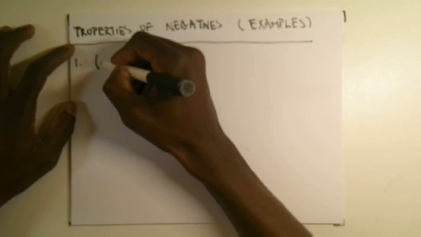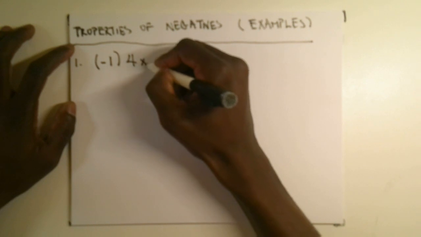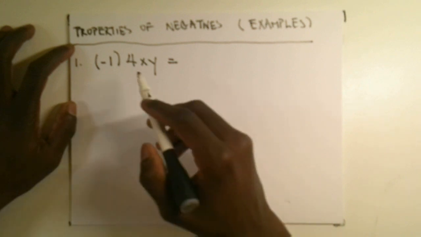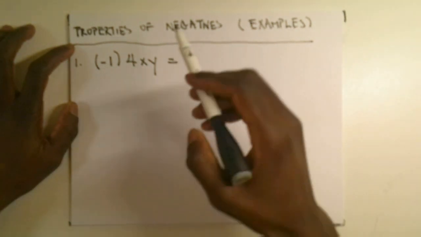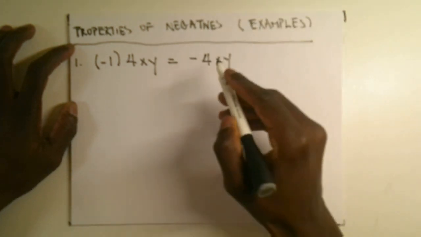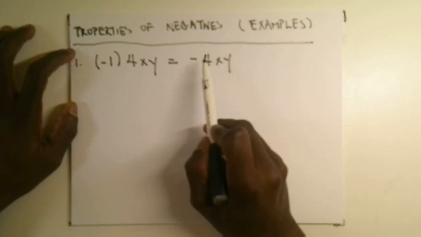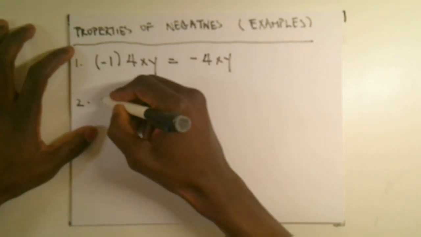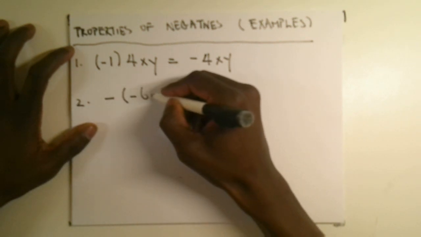The first example says that we have negative 1 times 4xy. So now we know that this will turn this 4 into a negative 4, right? Right now it's a positive 4. So this will turn this into a negative 4, and it doesn't change the behavior of x and y. So the negative changes the behavior on the assigned value. That's the key point.